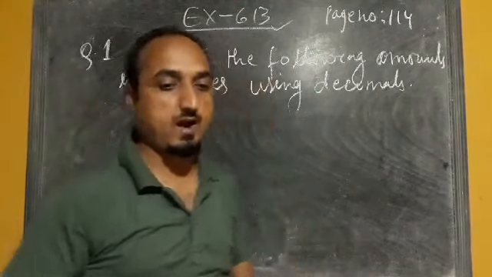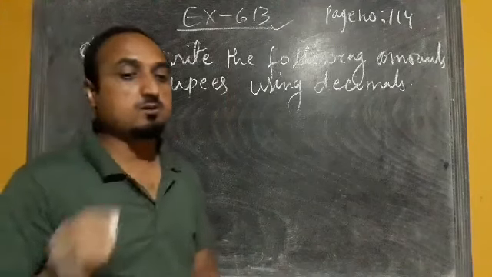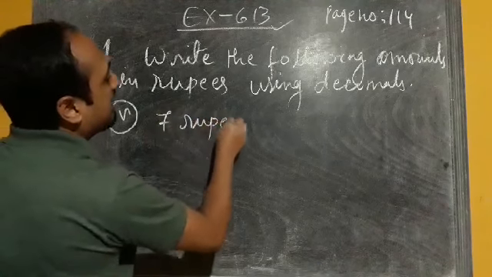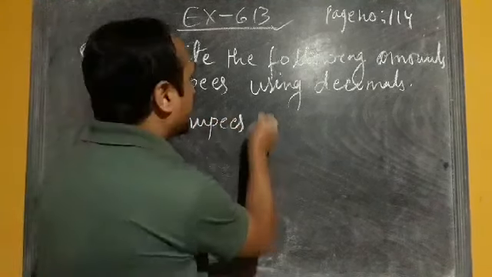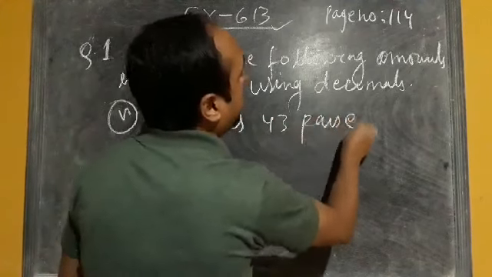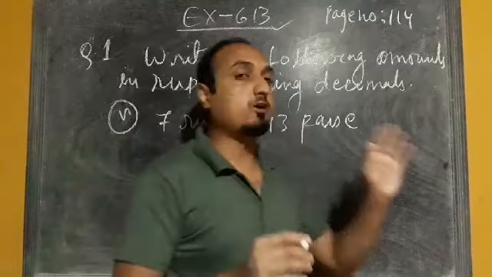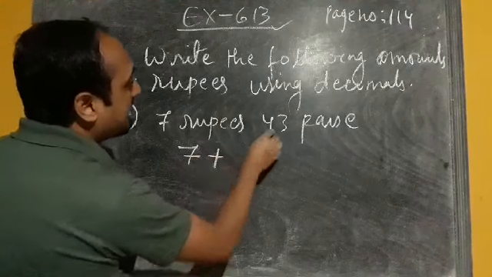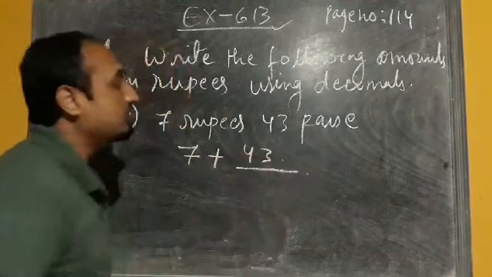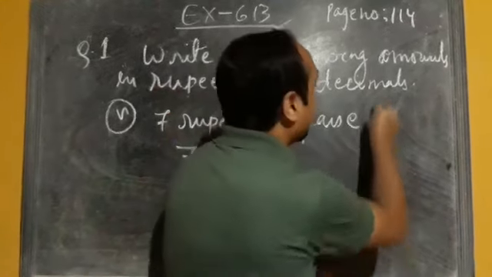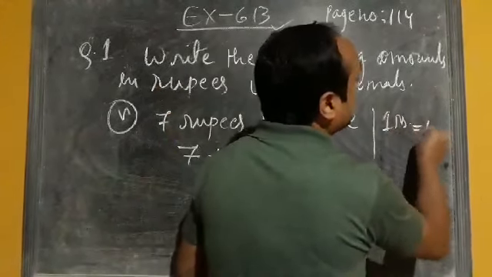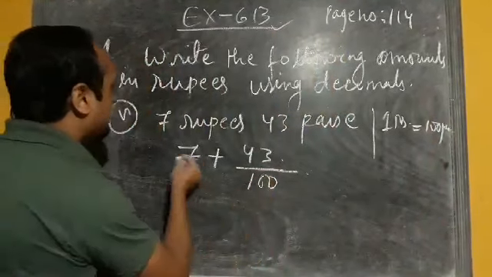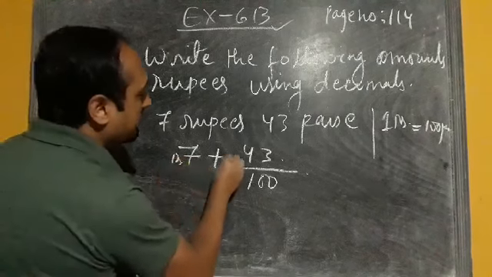So the third question we have, I am going to solve question number 5. Question number 5 we have 7 rupees 43 paise. Okay. Now 7 rupees 43 paise we have. So rupees we will keep as rupees only. We can write this as 7 plus 43 by, we know that 1 rupee equals 100 paise. So here we'll divide by 100. So this one will also be in rupees. Now this one is also converted into rupees.